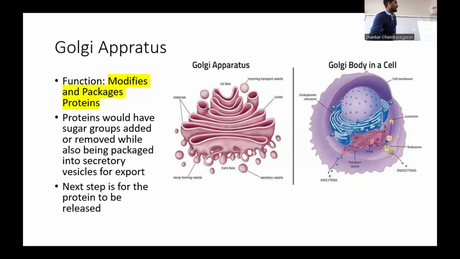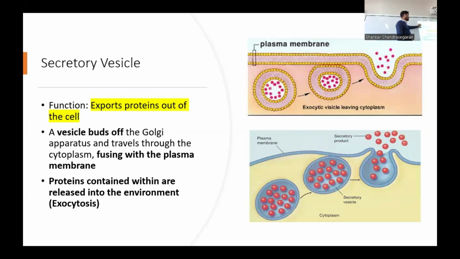So this is the final step already, where it's put into a vesicle again, which is the same thing as we talked about just now: hydrophilic head, hydrophobic tail. It will form a circular structure, and then it will export the protein out of the cell. So a vesicle buds off the Golgi apparatus, travels through the cytoplasm, and then finally it fuses with the plasma membrane of the cell, where it will be released out. So this process is called exocytosis, right? So exocytosis, basically when proteins contained within the cell are released into the environment.